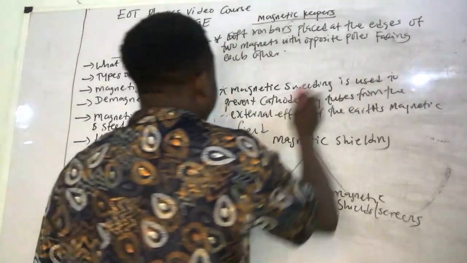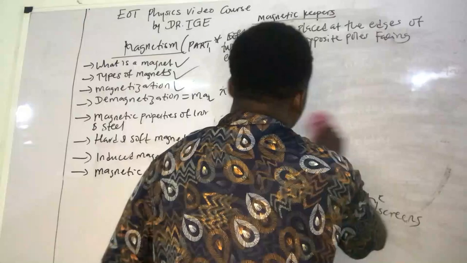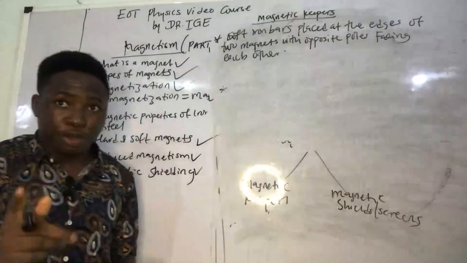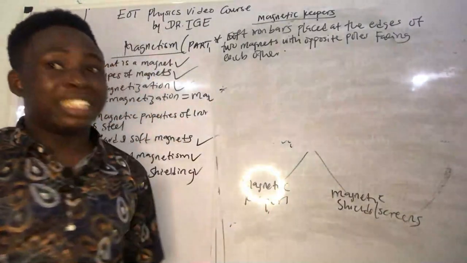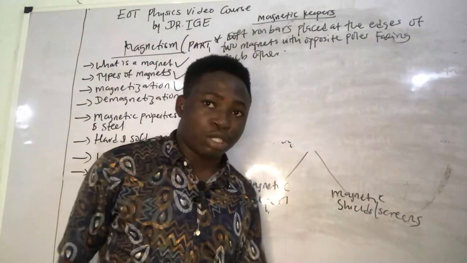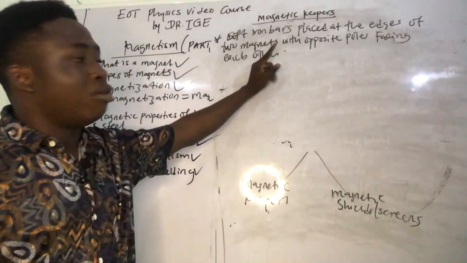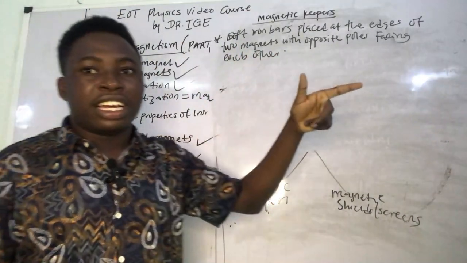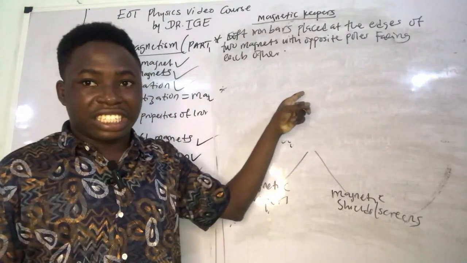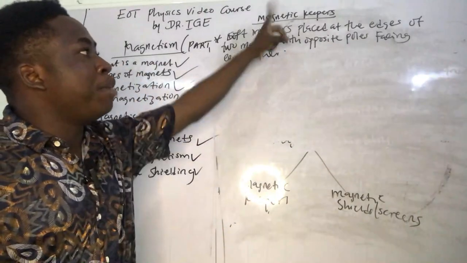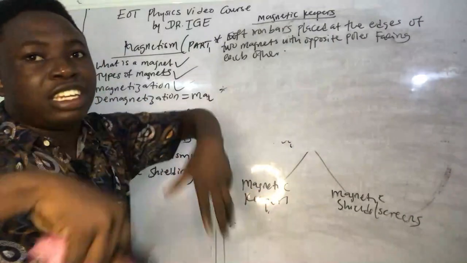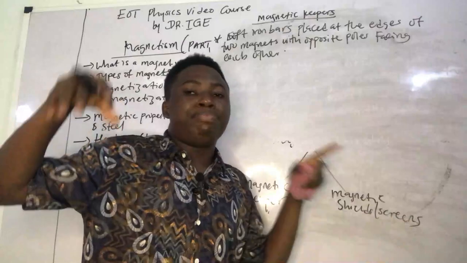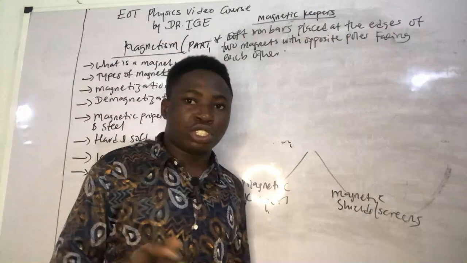So if I ask you, what are magnetic keepers? They are actually soft iron bars, and they are placed at the edges. I beg of you, please take notes. They have asked questions on this many times, and people will fail it because you see different similar options. There are two things here you should know. Number one, the magnetic keepers themselves, that is the soft iron bars, they are placed at where? The edges. And then, apart from being placed at the edges, the bar magnets themselves are placed with opposite poles.